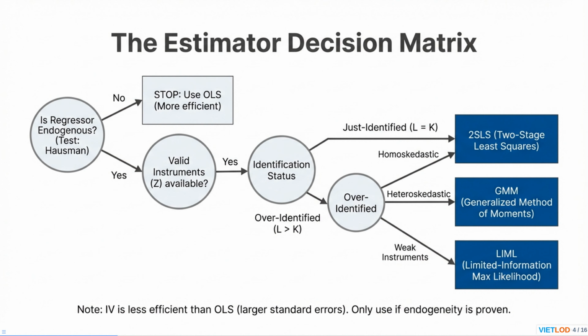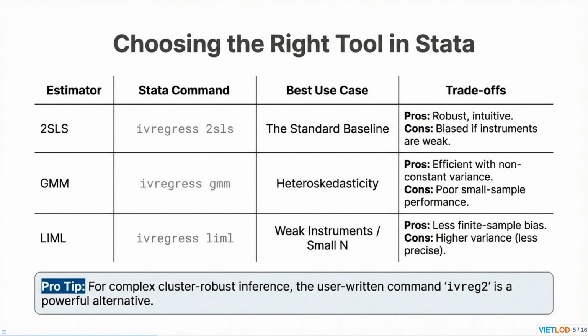However, in an over-identified model, where L is greater than K, the choice depends on the error structure and instrument strength. We use 2SLS for homoskedastic errors, but switch to the Generalized Method of Moments, or GMM, to gain efficiency if heteroskedasticity is present. If we are faced with weak instruments, limited information maximum likelihood, or LIML, is typically the more robust option. Always keep in mind the crucial trade-off noted at the bottom. Because IV estimators are less efficient than OLS, they should only be employed when endogeneity is proven.